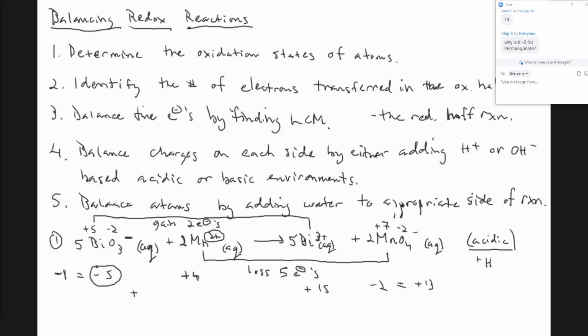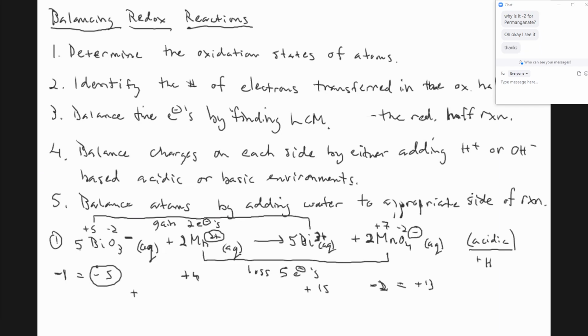We'll do atoms at the end. We reconcile atoms at the end. Someone asked, why is it -2 for permanganate? Permanganate has a -1 charge, and there's 2 of them. Hence, -2 charge. Right? Bismuth, 3 plus, has 5 of them. Hence, +15 charge. Cool. Good.